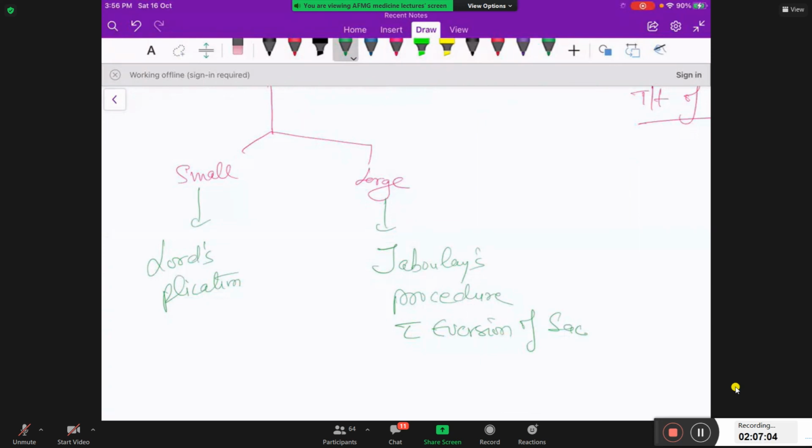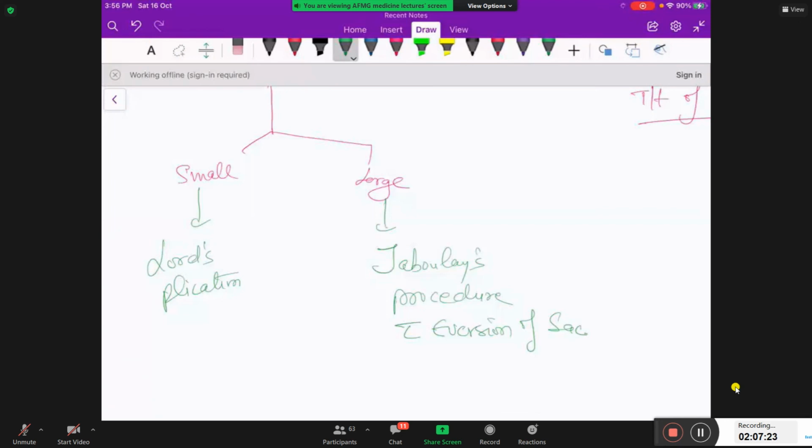इससे क्या हुआ? जो tunica vaginalis है, with the sutures, when you have plicated it, the inflammation happens and fibrosis develops. So these layers get adhered to each other, and the secretion of fluid gets decreased because of the fibrosis.